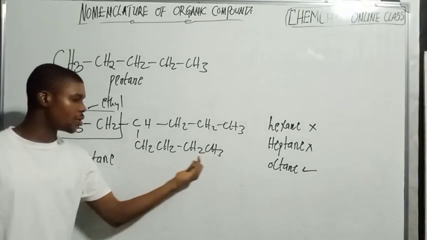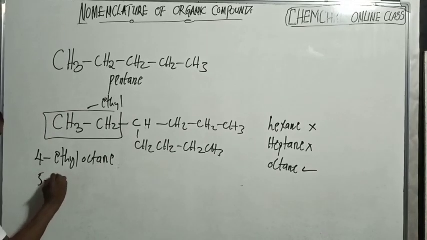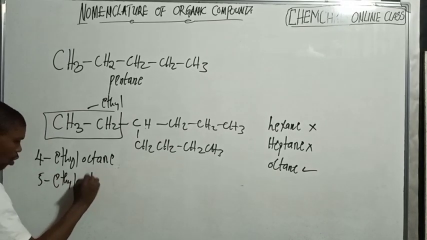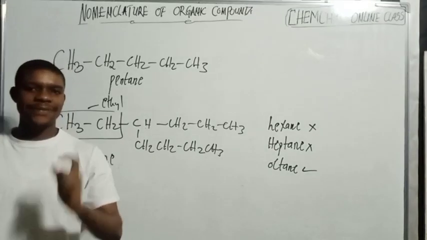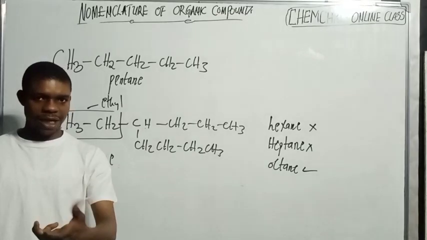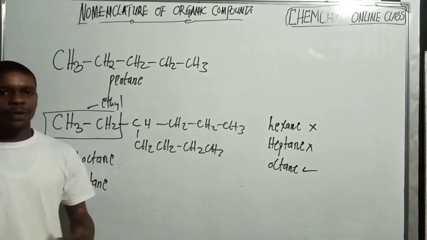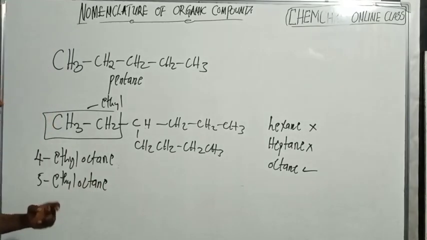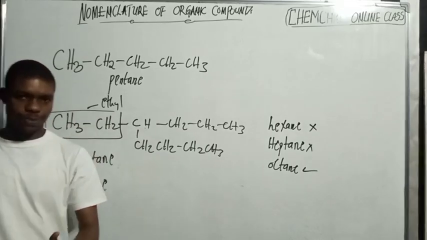Now we start from here: 1, 2, 3, 4, 5. 5-ethyloctane. Now, if it's an objective exam, these two will be in the options. Do you understand? These two are the options. But what is the correct name? My correct name is that the carbon atom that carries the substituent must have the lowest possible number.